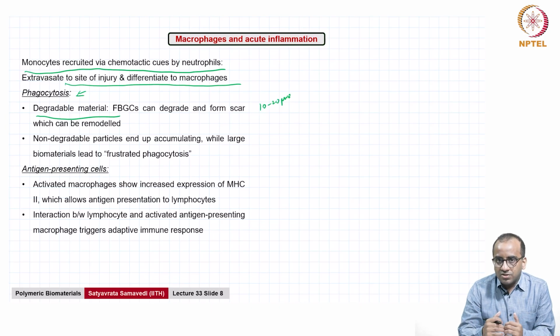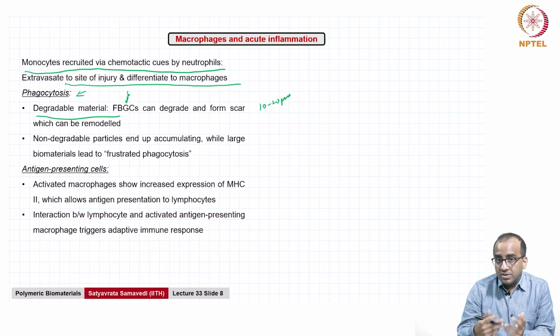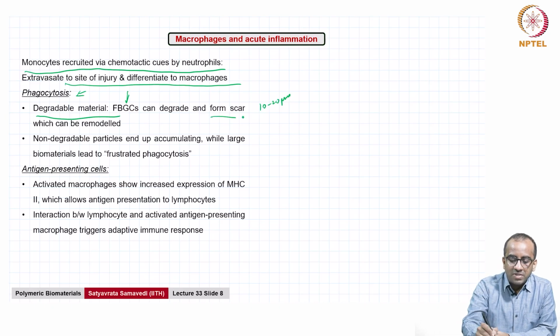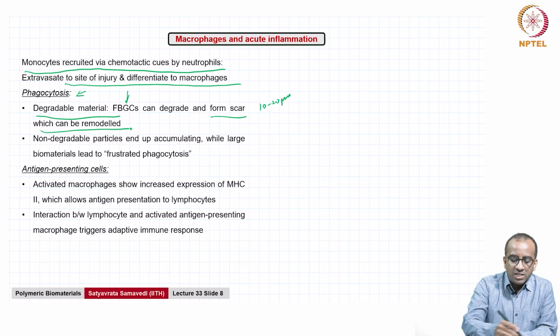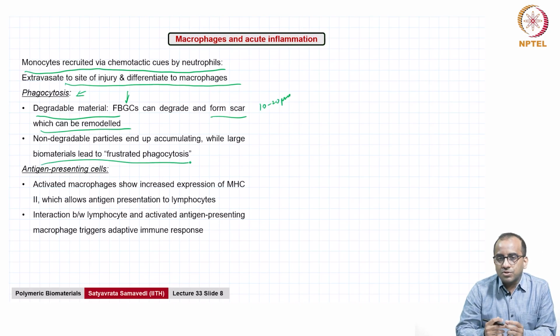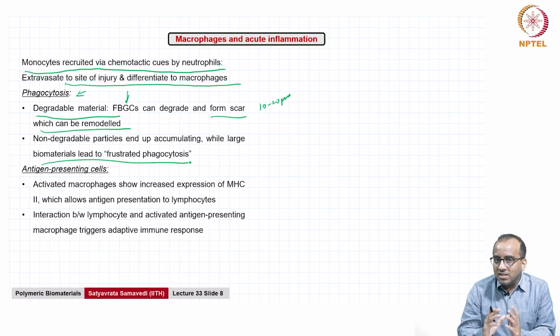Typically these cells can digest them and get rid of them, but when they realize that the material is much bigger than their own size, they start to fuse together to form these foreign body giant cells. So, sometimes they can degrade and form scar which can be remodeled, especially if the material is degradable. But in many cases, the material is not degradable. So, non-degradable particles will end up accumulating, while large biomaterials lead to frustrated phagocytosis, where the foreign body giant cells sort of become frustrated because they are unable to, even after fusing and becoming bigger, degrade the biomaterial.